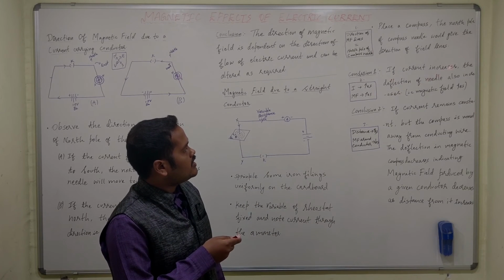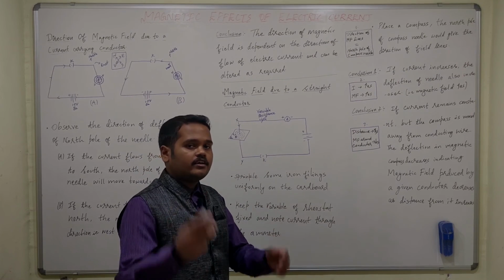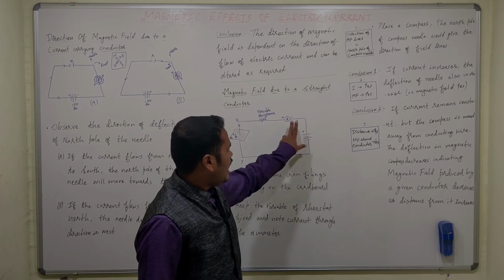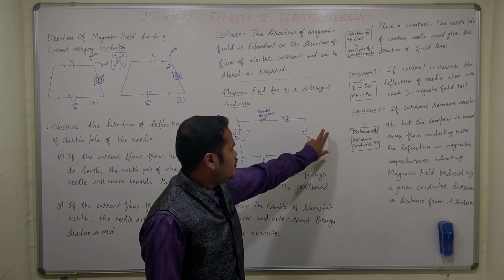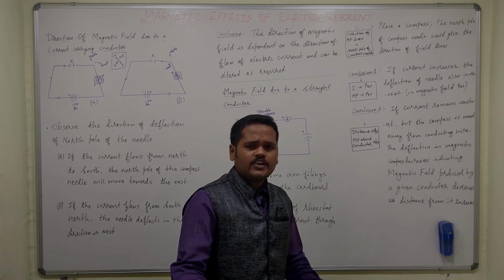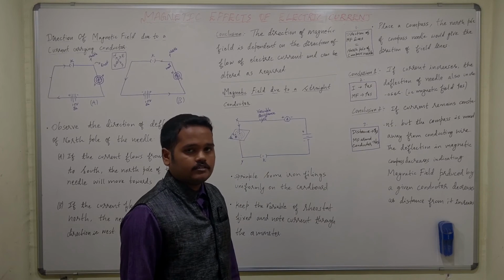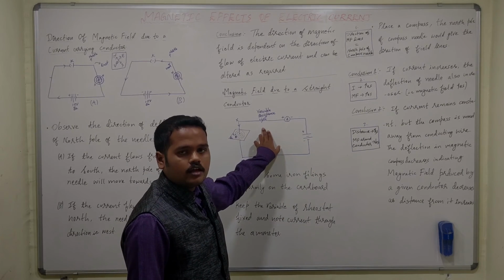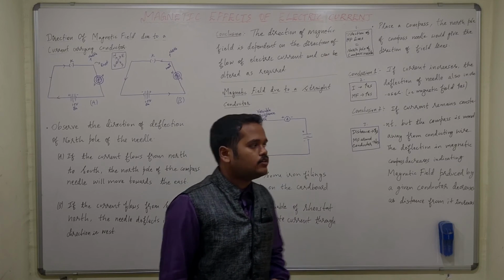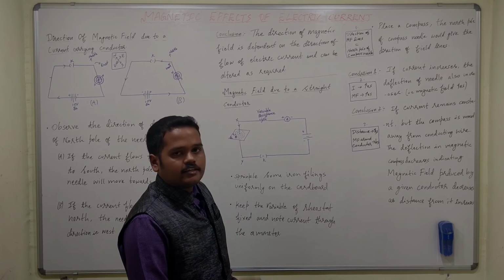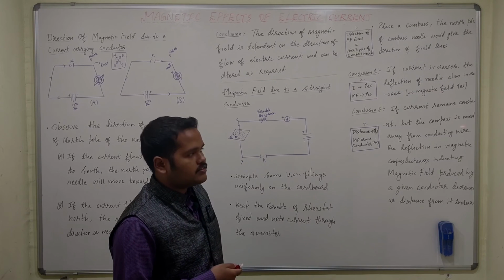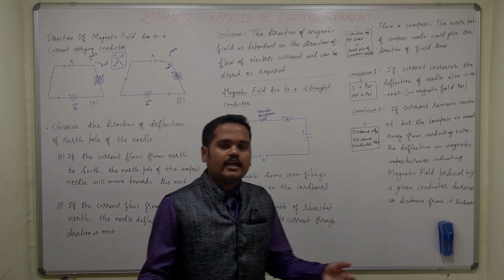If the current increases, that is, you increase the current. How can you increase the current? There are two ways to increase the current. One, either increase the voltage. So if you're giving 5 volts, increase it to 10 volts, 15 volts. Current will increase. The second way is resistance. You can decrease the resistance. If you decrease the resistance, current increases. If the current increases, the deflection of the needle also increases. That is, the magnetic field increases.